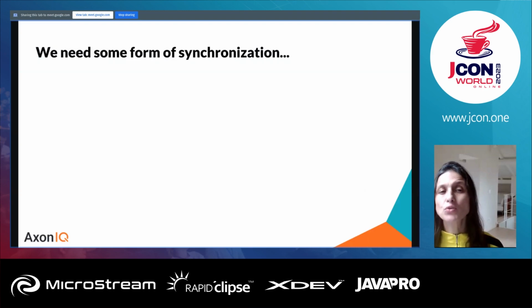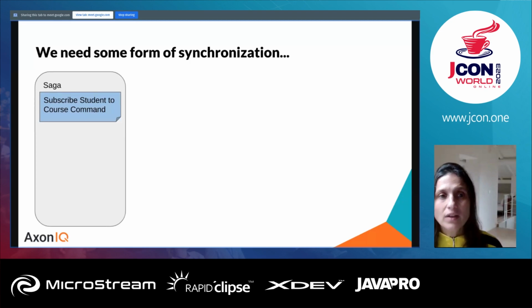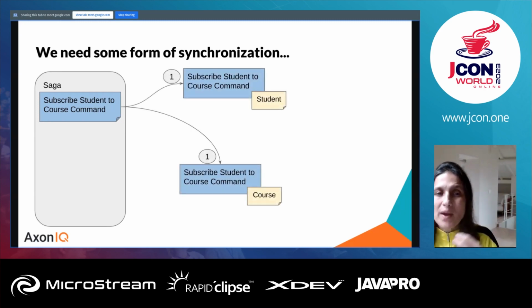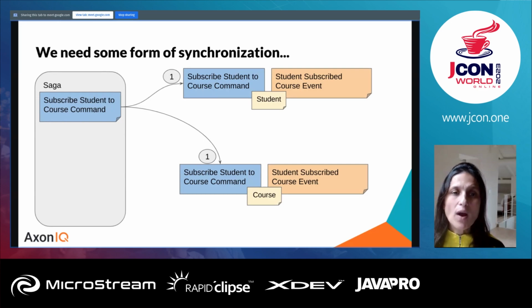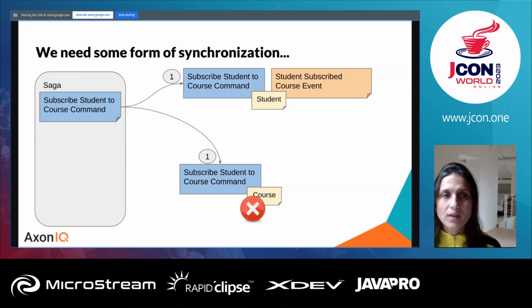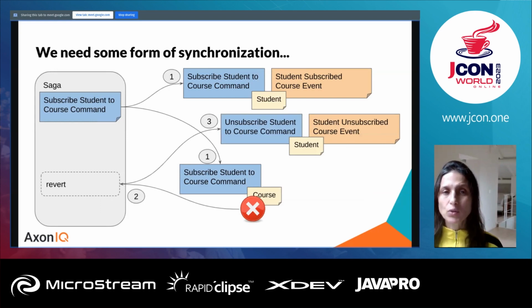This situation forces us to introduce some form of synchronization. So anytime a request to subscribe a student to a course needs to be handled, we need to introduce a component able to deliver the respective commands to both the student and the course aggregate. So the student and the course then publish their respective events. That is simple enough, unless one of the two aggregates refuses the command. For example, when the course is fully booked. In this case, the orchestrator component must react accordingly by sending a second command to the student to request the cancellation of the previous subscription.